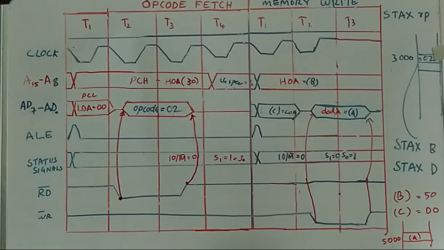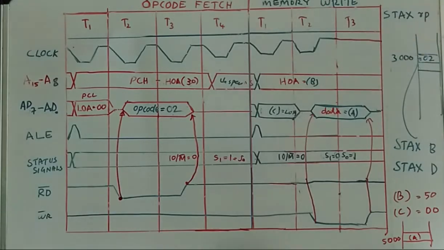the microprocessor needs to take this opcode into the instruction register. That process is opcode fetch. Then 8085 will recognize it needs to execute a memory write in order to save the content of the accumulator into the location specified by the BC register pair. So in order to complete the execution of this instruction, it requires two machine cycles, opcode fetch and memory write.